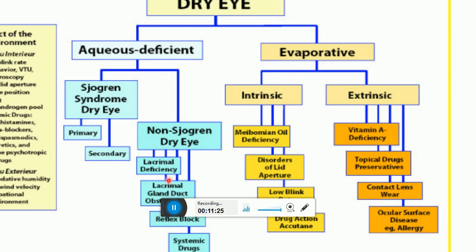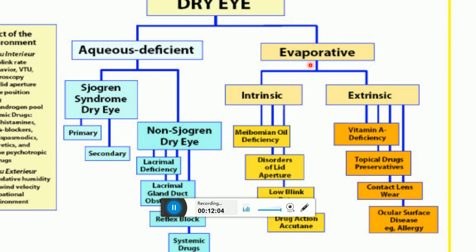And there is lacrimal gland duct obstruction. Lacrimal gland duct obstruction occurs in trachoma and in other diseases like cicatricial pemphigoid, chemical injury, Stevens-Johnson syndrome. Another type of non-Sjogren dry eye is reflex hyposecretion. It may be sensory, for example, contact lens wear, diabetes, refractive surgery, neurotrophic keratitis, or it may be motor block, for example, 7th cranial nerve damage or systemic drugs.